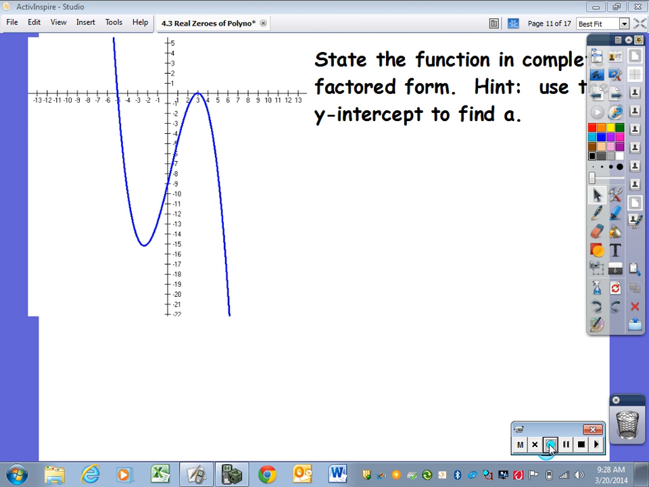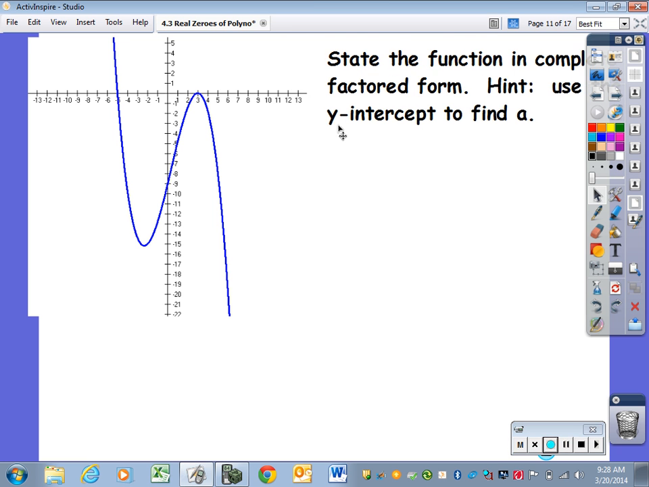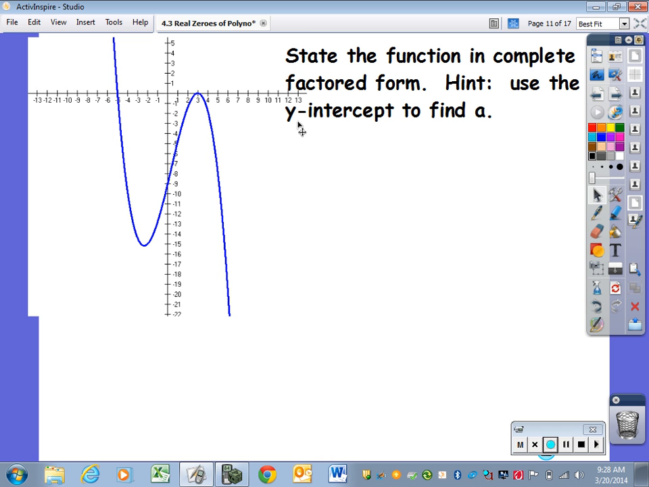State the function in complete factored form. Hint, use the y-intercept to find a. Remember when we did this with quadratic? We did the same kind of thing. So let's first look at what we've got here. End behaviors are different. This end behavior heads towards positive infinity. This end behavior heads towards negative infinity. So I should have an odd degree.